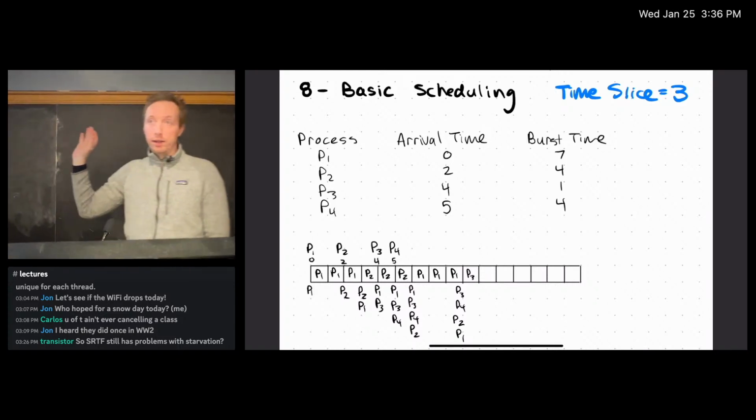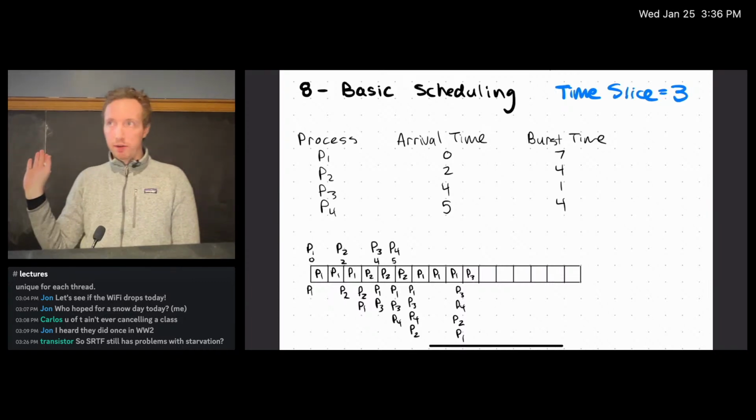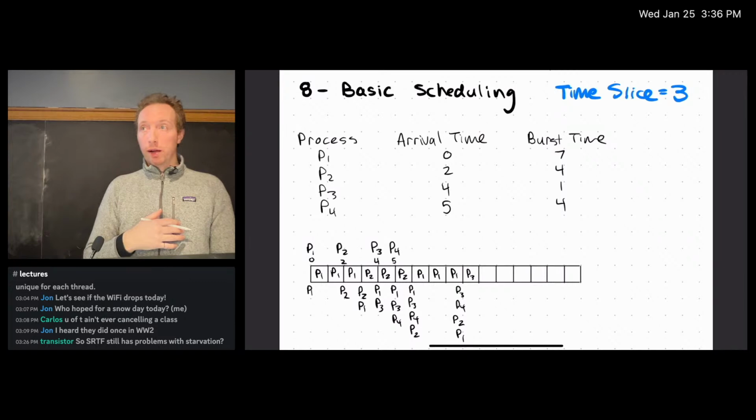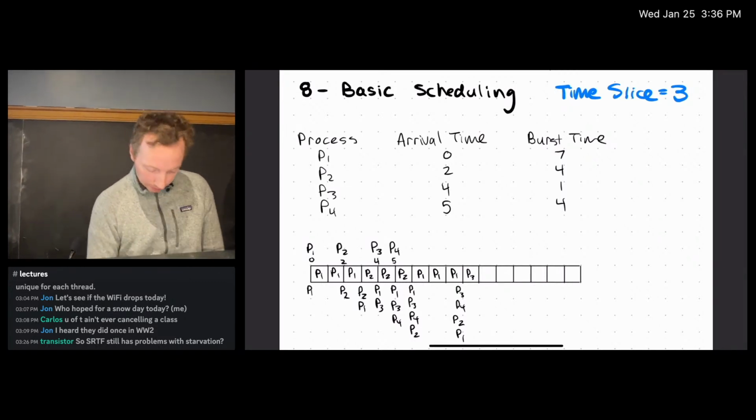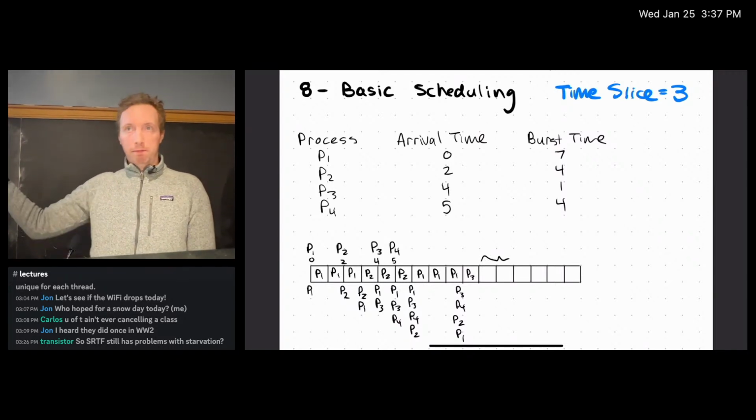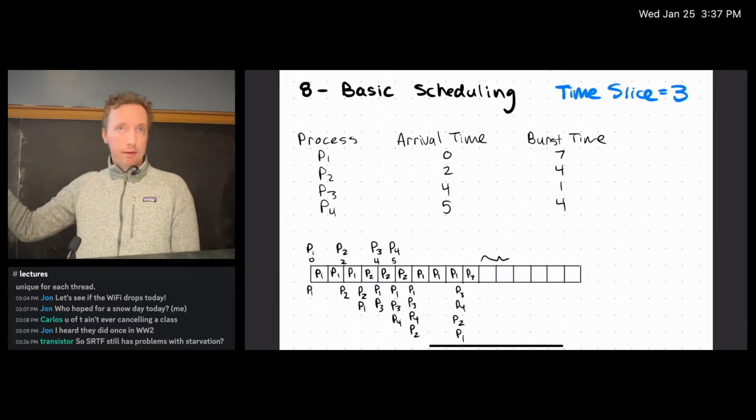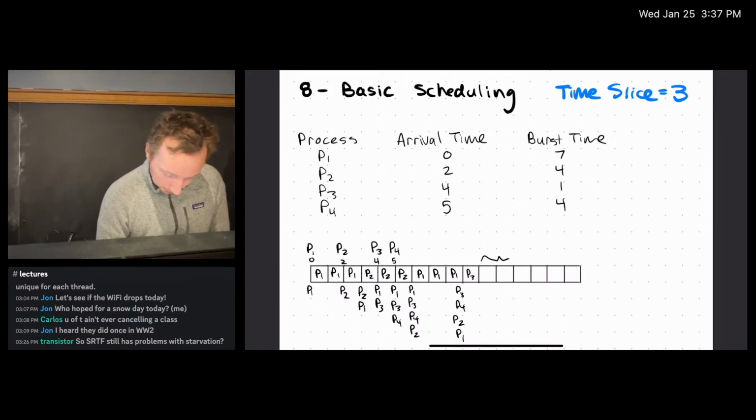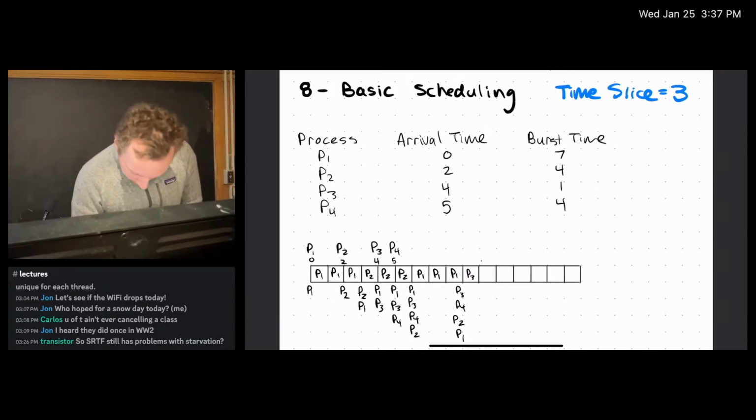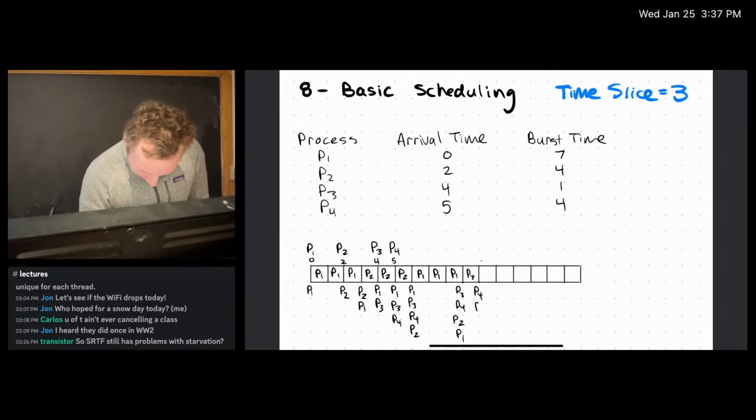So if it's done, it'll just be kicked off, and we just pick the next thing in the queue. You're allowed to end your time slice early, and it doesn't get wasted. We don't just do nothing for 2 time units, because the kernel would have gotten the exit and can now switch to something else and do something more useful. So in this case, our queue is P4, P2, P1.